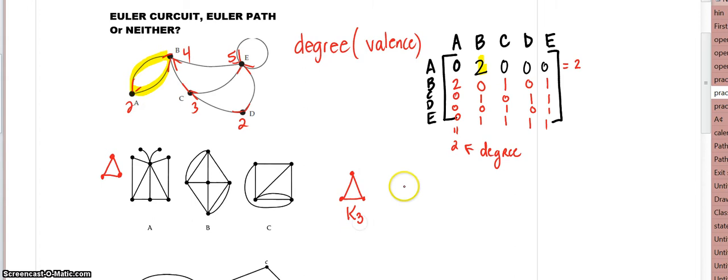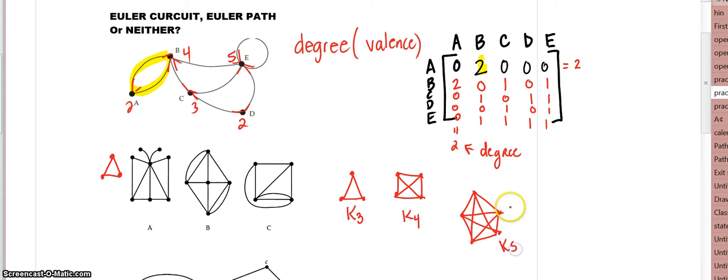This is a complete graph with 3 vertices. A complete graph with 4 vertices would be to draw an edge from each vertex to every other vertex. This is a K4, and if we do a K5, when you're all done, it looks like a pentagon with a star inscribed in it.